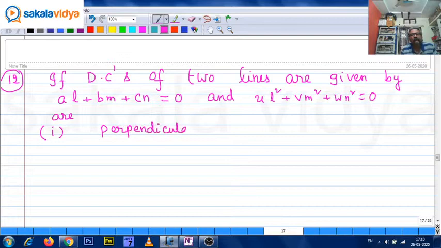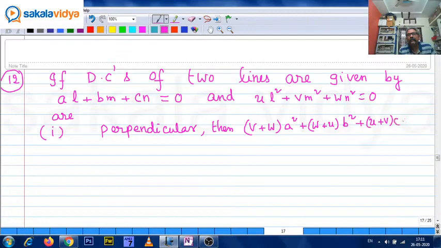Perpendicular. Then V plus W times A square plus W plus U times B square plus U plus V times C square equals 0. Actually, this is the 7 marks problem in the board examination. Okay.